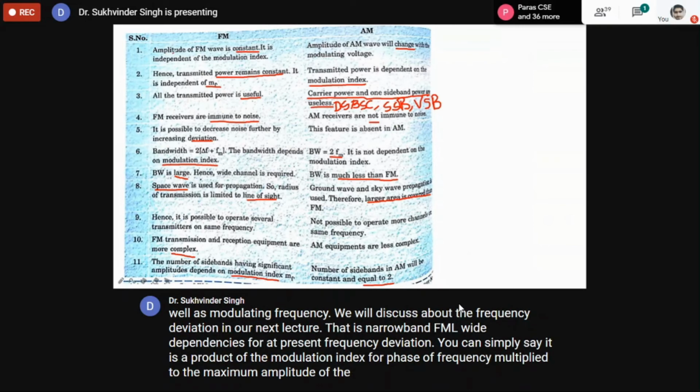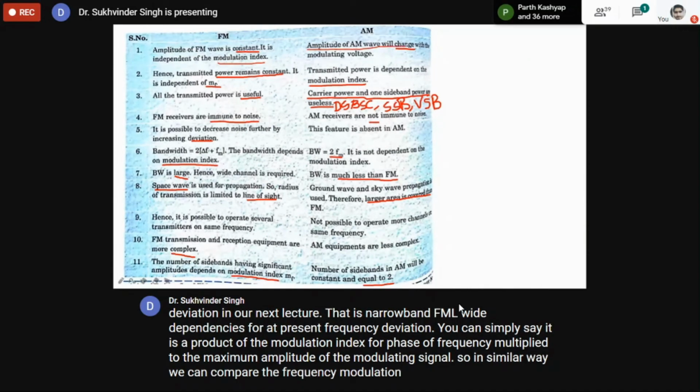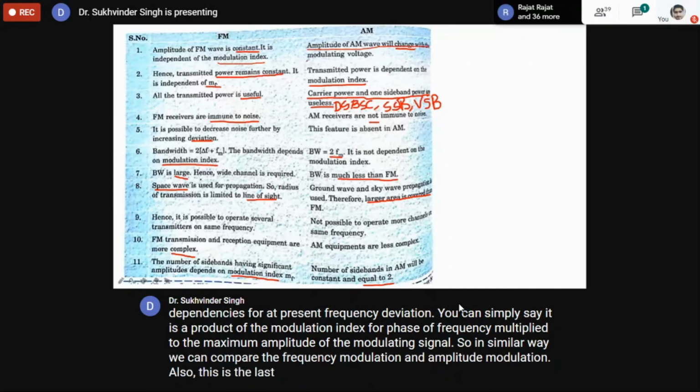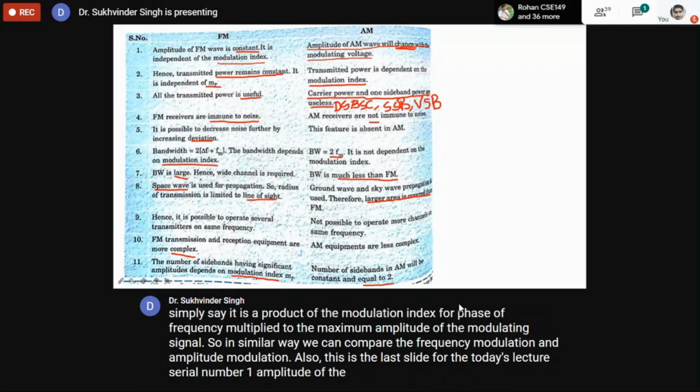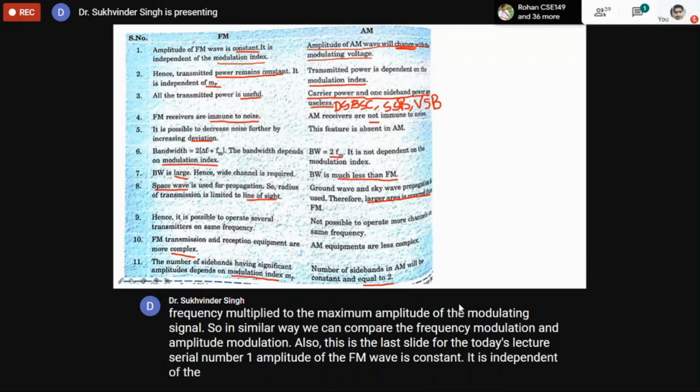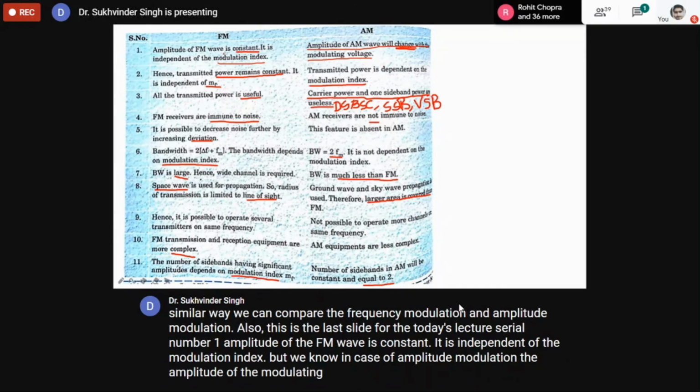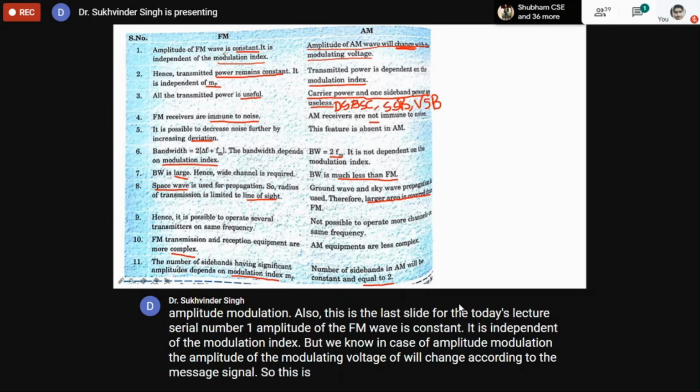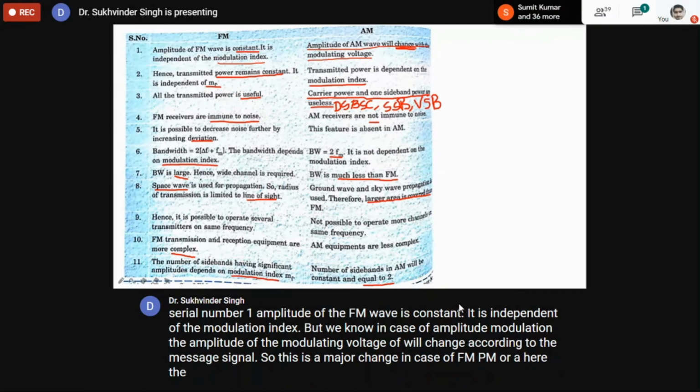Serial number 1, the amplitude of the FM wave is constant. It is independent of the modulation index. But we know in case of amplitude modulation, the amplitude of the modulating voltage will change according to the message signal. So this is the major change in case of FM, PM or AM. Here the amplitude remains fixed in FM and PM, whereas the AM technique has change in amplitude of the modulating signal in accordance with the message signal.